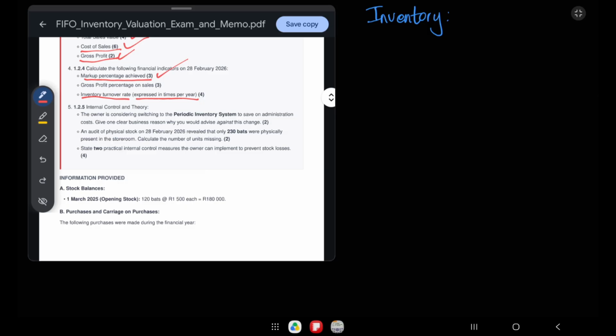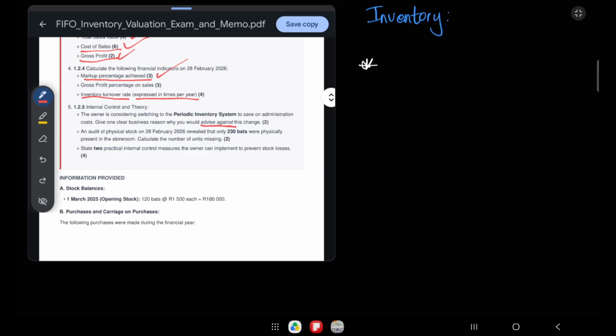Okay, guys, this is probably a trick question. Remember, in the perpetual inventory system, you consistently count. In the periodic one, you don't count. What they're basically asking you is the disadvantage. Why would you advise against? Notice how the "against" is in italics. They want to know the disadvantage of the periodic inventory system. In the periodic you count at a later stage. What are the disadvantages of that?